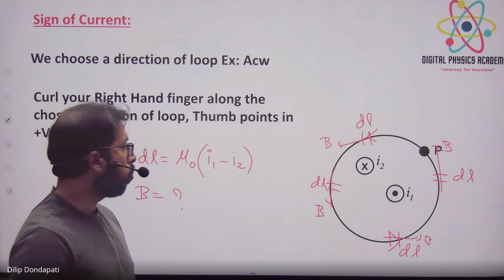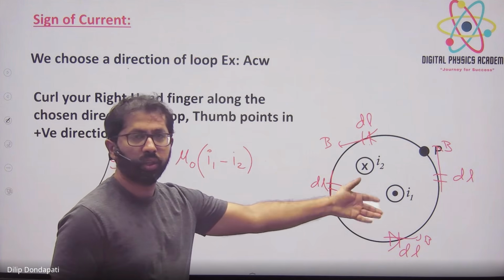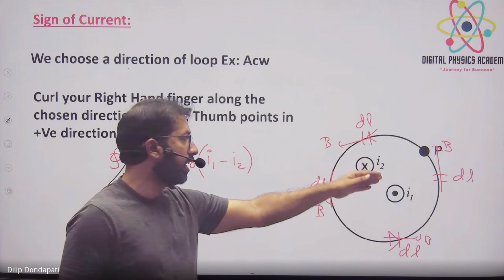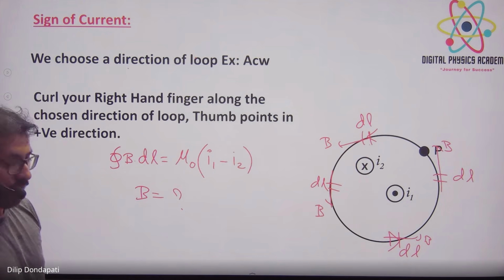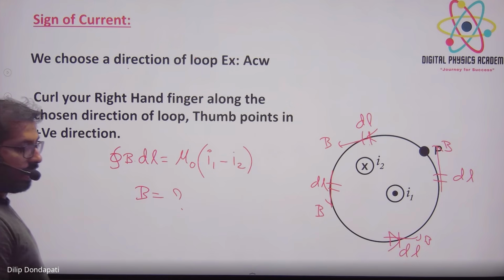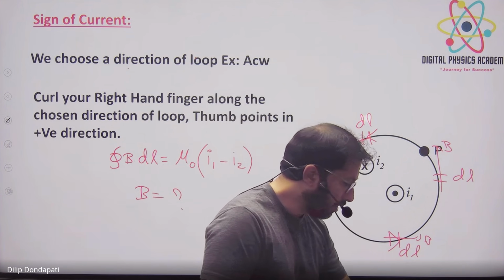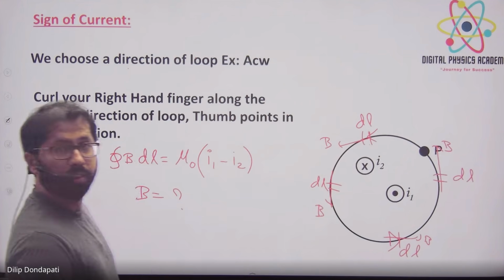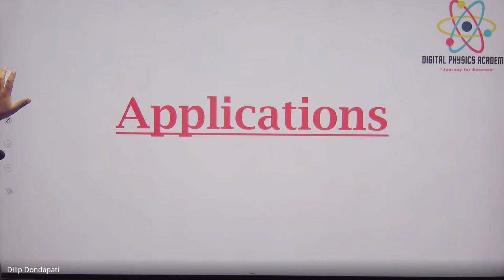Okay. So generally if there is one current, it is easy to take it as positive, and in that same direction we are taking the loop direction also. It is easy for us. Okay. Now let's see the application, how to find the magnetic field, and we will solve the questions. Okay, done. Let's see the application.